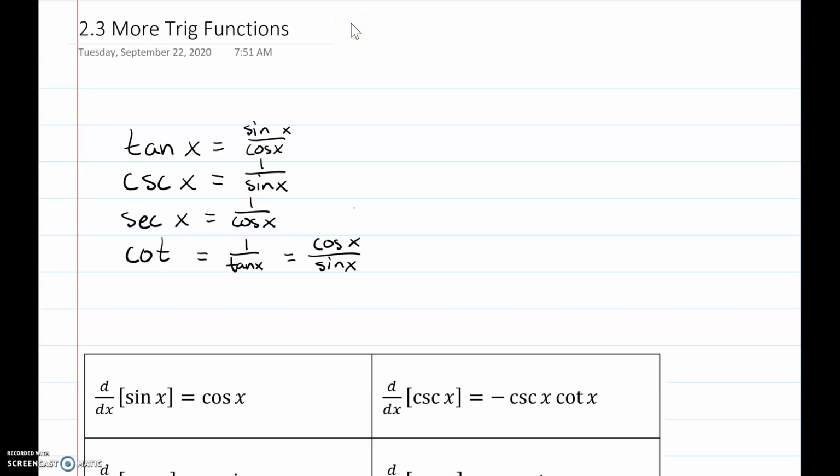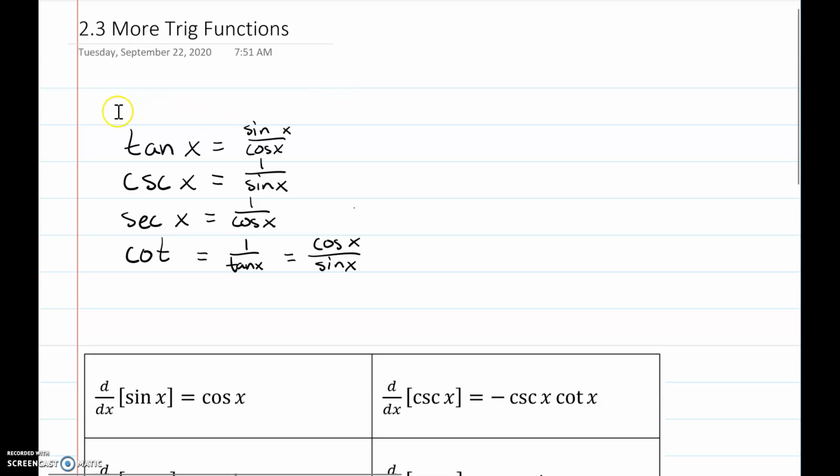In this video, we are going to look at the derivative of other trig functions. So we already know that the derivative of sine is cosine, and that the derivative of cosine is negative sine. So we're going to look at the other reciprocal functions of those as well as tangent.